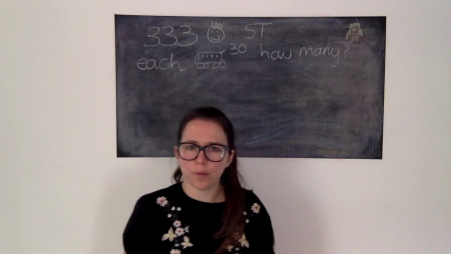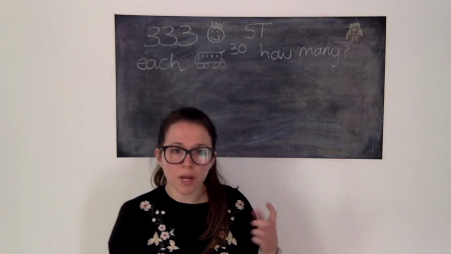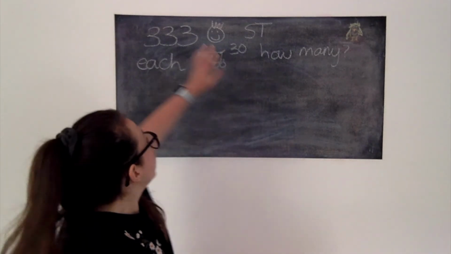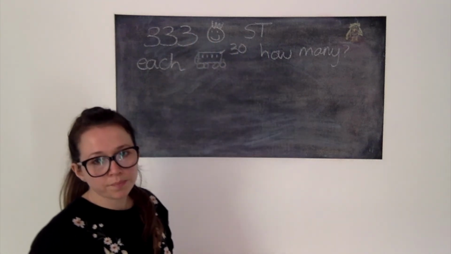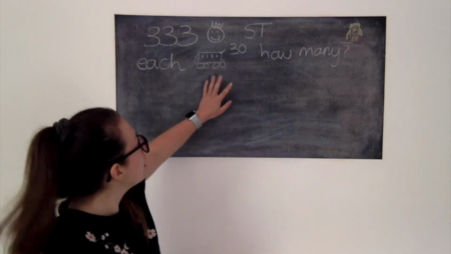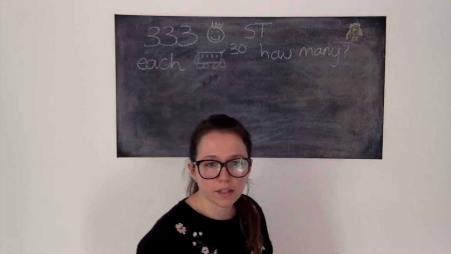Okay, last thing you're going to face today with your division is what to do with your remainders in a word problem. So sometimes with that remainder you're going to need to round your answer up, and sometimes you're going to need to round it down. Here's an example. If I had 333 children going on a school trip, and each coach, don't laugh too much at my drawing, only holds 30 children, how many coaches would I need?